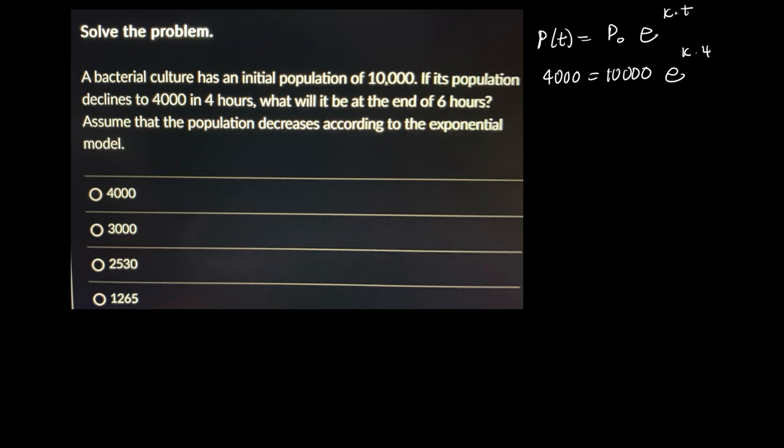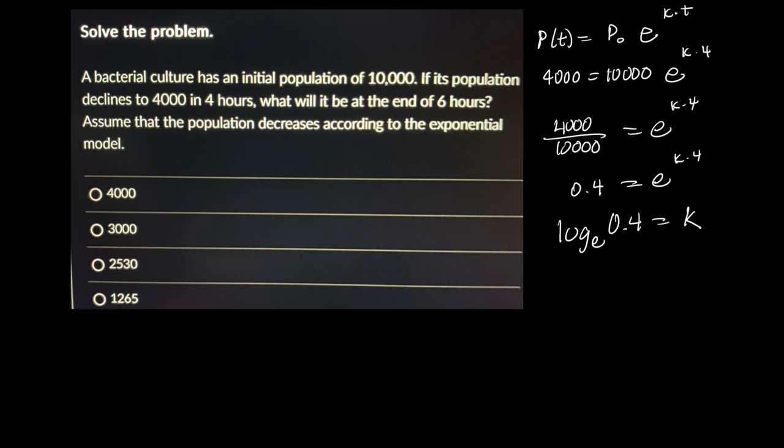Okay, divide both sides by 10,000. So 4,000 divided by 10,000. I should be able to do that in my head. Equals e to the k times 4. So it would be, I think, 2 over 5, or 0.4, equals e to the k times 4. Change to log form, ln of 0.4 is equal to k. And now let's figure that out in decimals.